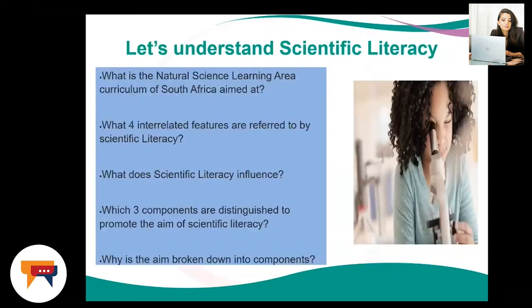Okay, so let's understand scientific literacy. So now we need to think about it. What is the natural science learning area curriculum of South Africa aimed at? Remember, it's aimed at promoting learners' scientific literacy. And then you need to understand what are the 4 interrelated features that are referred to by scientific literacy. And that would be your scientific knowledge and the use of knowledge to identify questions, to acquire new knowledge, to explain the scientific phenomena, and actually draw evidence-based conclusions about science-related issues.